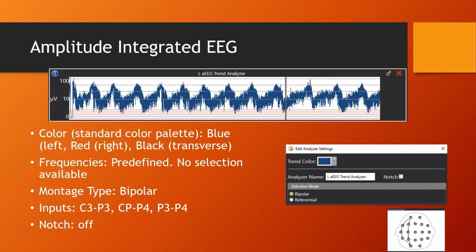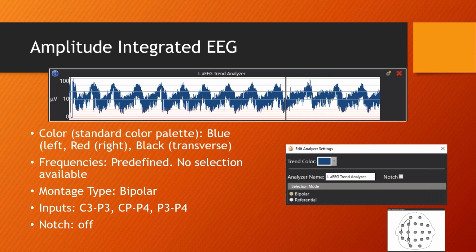Another example of a status epilepticus, and again, the things that you can adjust in the amplitude integrated EEG, the electrodes that you include can be adjusted, whether you're bipolar or referential. Typically, these are always bipolar.